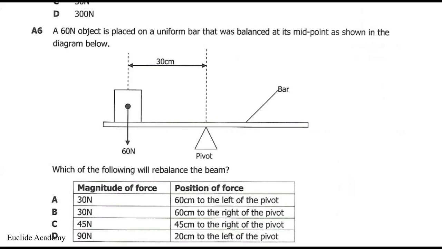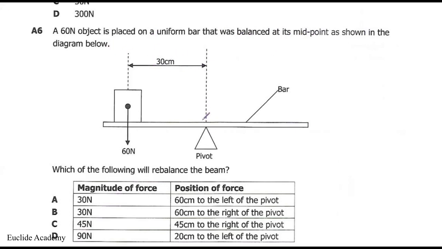Question 6 said: a 60 Newton object is placed on a uniform bar that was balanced at its midpoint, as shown in the diagram below. Which of the following will rebalance the beam? So we have a 60 Newton object here which is placed on a uniform bar, and this is the uniform bar they're talking about, I believe, balanced at its midpoint as shown in the diagram.